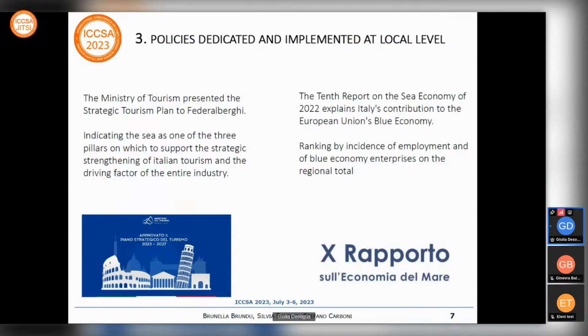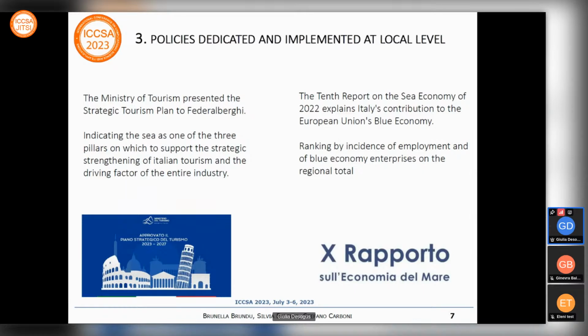In March 2023, the Ministry of Tourism presented a strategic tourist plan for 2023 to 2027 to Federalberghi, indicating the sea as one of the three pillars supporting the strategy for strengthening Italy's tourism, along with ferries, island tourism, cruise ships, and the driving factor of the entire industry.